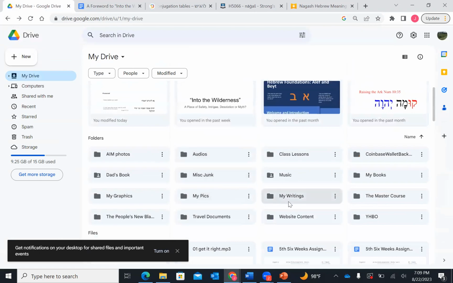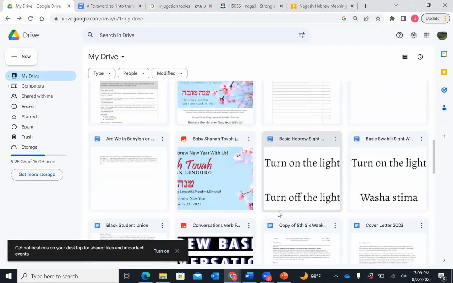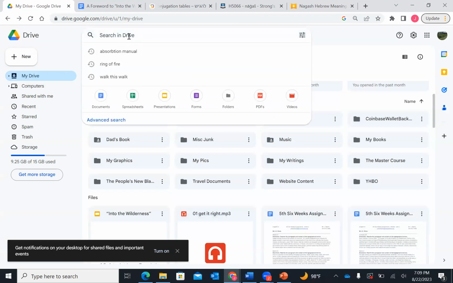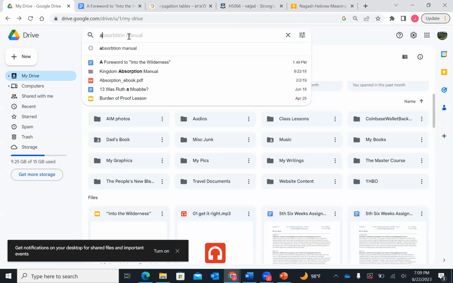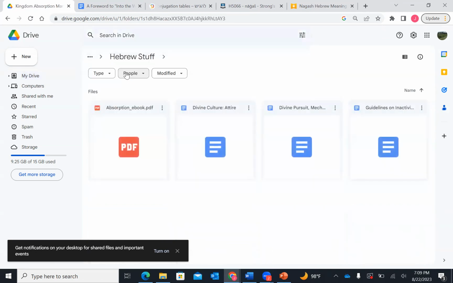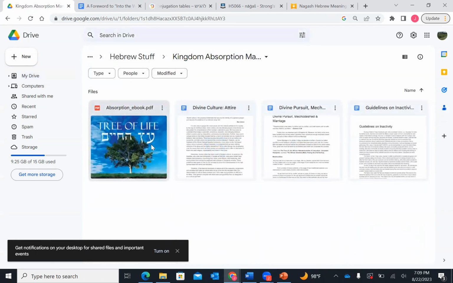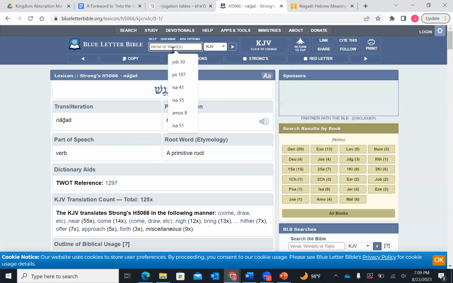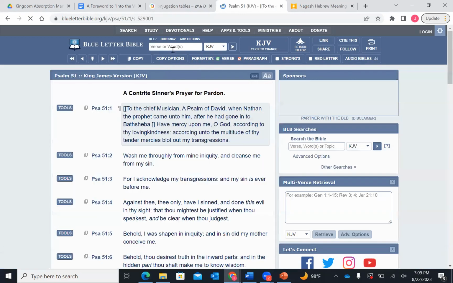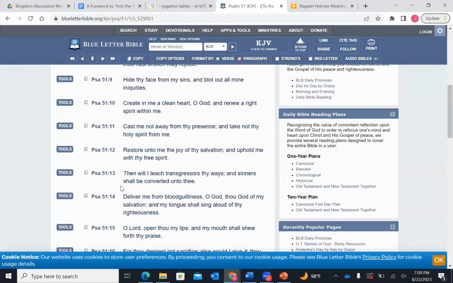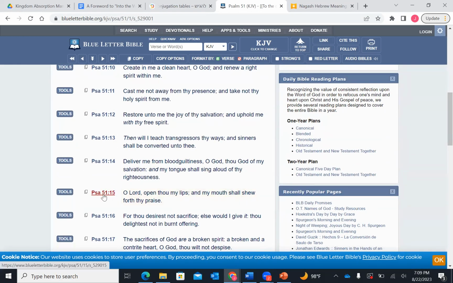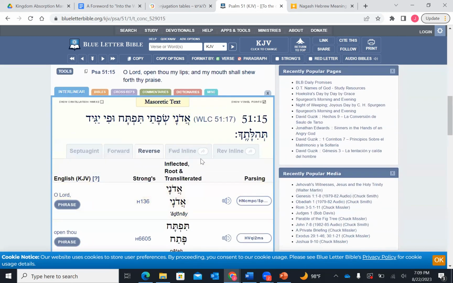The Hebrew word that they have for Lord, for that first Lord, is Adonai. But see, these people just put Lord anytime they see Adonai or Yahweh. So the Hebrew word is Adonai. Psalms 51:15. Thank you for letting us know, Israel. Let me blow it up. They have Adonai. That's interesting.